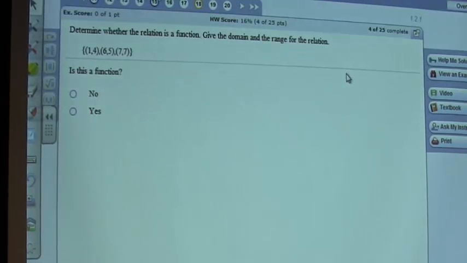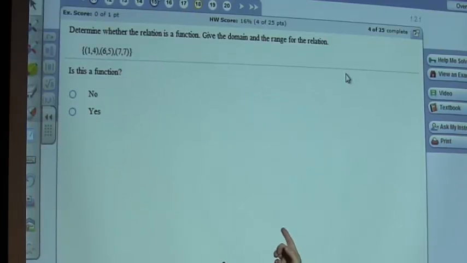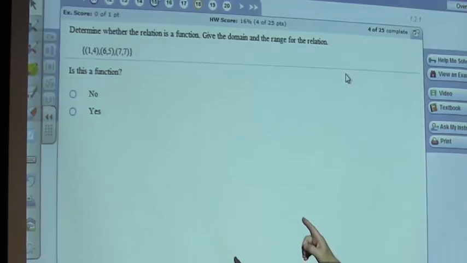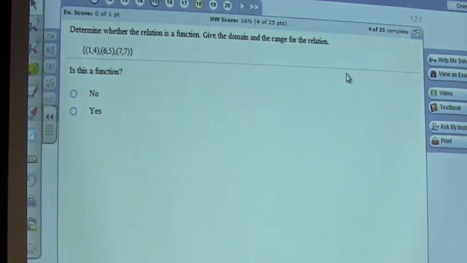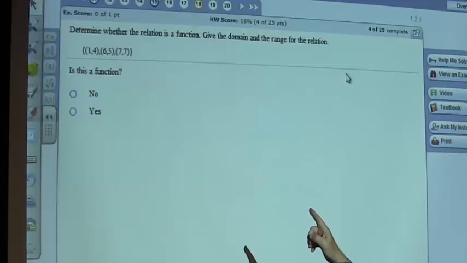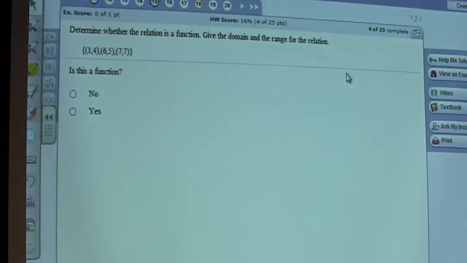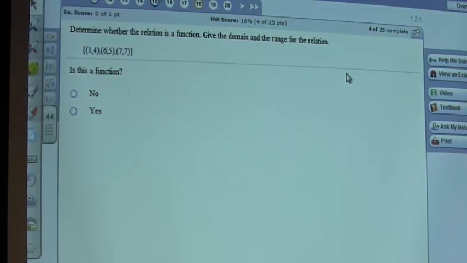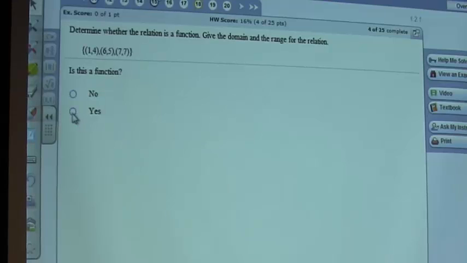Well, what I'm really looking for is this. Is there any x up there that is related to more than one y? Well, the x's that are up there are 1, 6, and 7. The 1 is only related to 4. The 6 is only related to 5. And the 7 is only related to a y of 7. So therefore, this is a function because each x is only related to one y. So we would say, yes, this is a function.